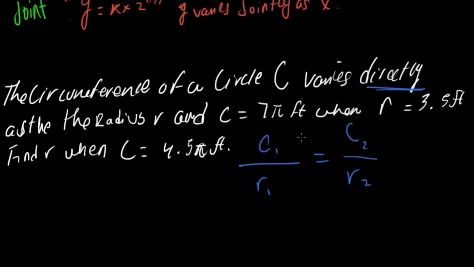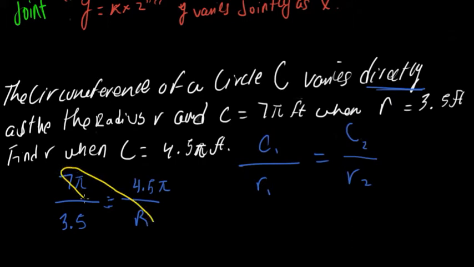So let's go ahead and see. What is C1? Well, C1 should be 7 pi. So 7 pi divided by R1, which is 3.5, because the value of the circumference when the radius is 3.5 is 7 pi, which is proportional to the ratio. It says find r, so we'll have r in the denominator, and the C2 would be 4.5 pi. So this is a proportion that we can solve for r.